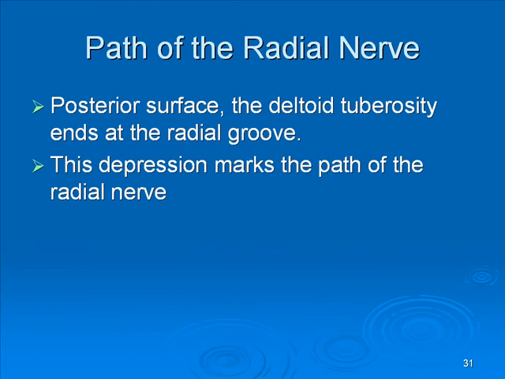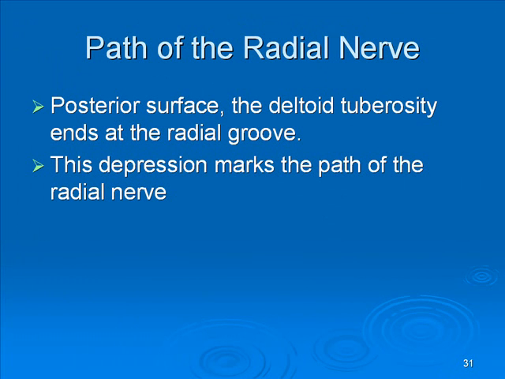And then there is a path that the radial nerve will follow. In A and P2, you'll do the nervous system, and you'll talk more about the course of different nerves. One specific nerve whose course you need to appreciate, though, is the radial nerve. The radial nerve passes on the posterior surface of the deltoid tuberosity along the radial groove. The depression marks the path of the radial nerve.